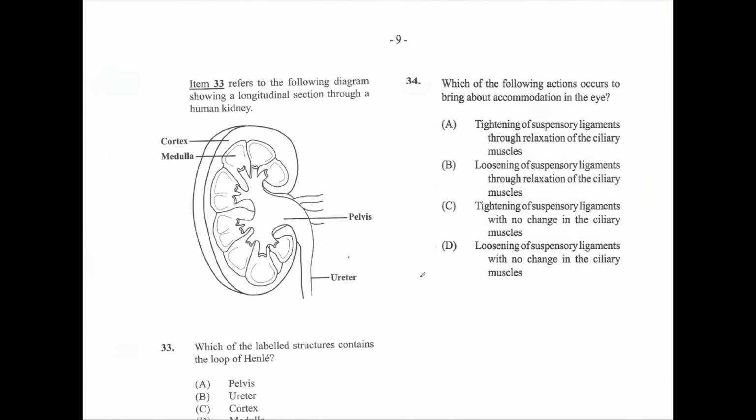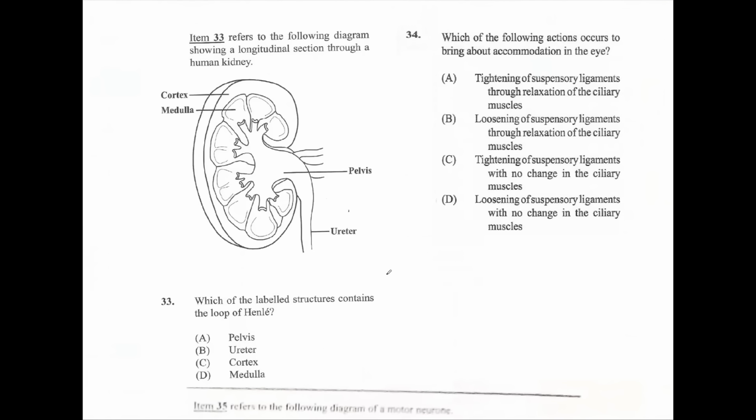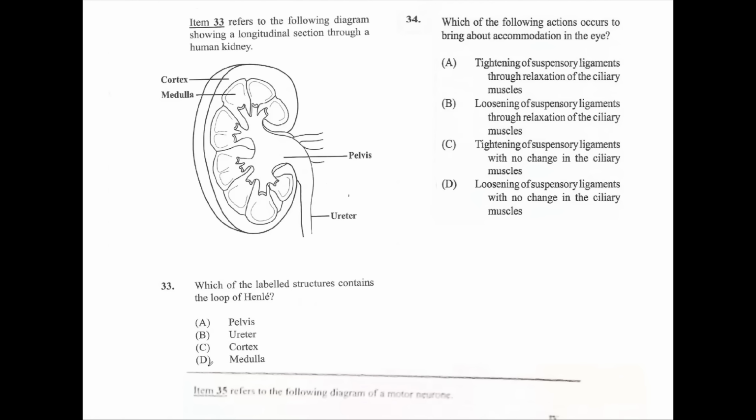Question 33 refers to the following diagram showing a longitudinal section through a human kidney. Which of the labeled structures contains the loop of Henle? If we follow the path of a nephron, it starts in the cortex and goes into the medulla. The loop of Henle gives the curve or the turn to come back out into the cortex. So we know the medulla is the position. So 33, we are selecting D.